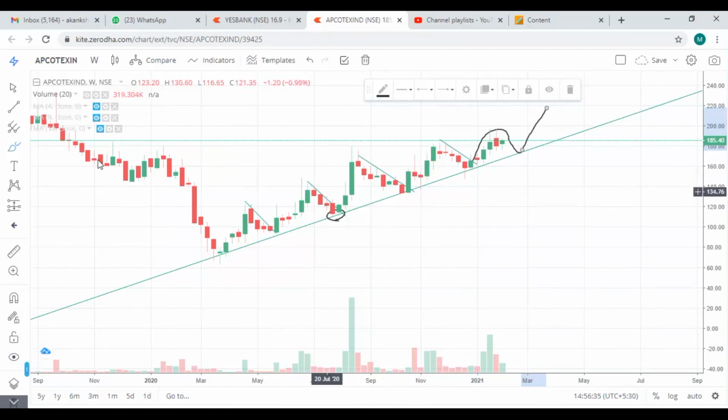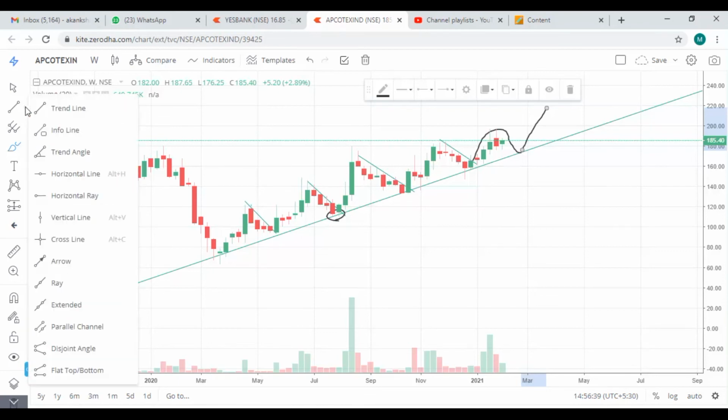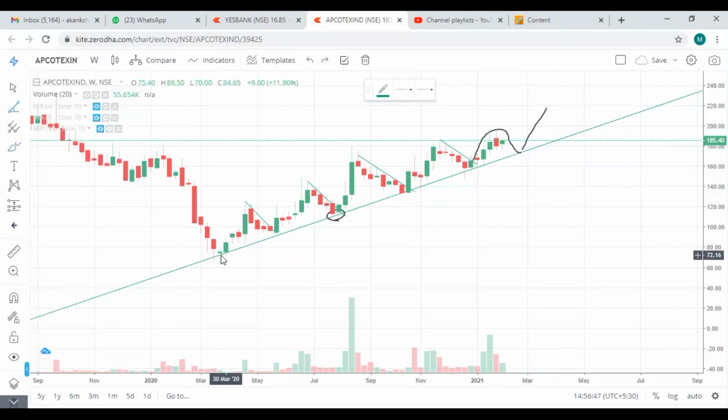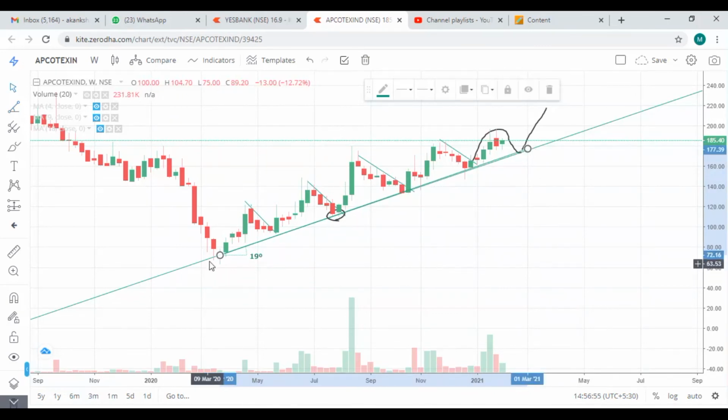So this is how you can take the help of trend line, and you can take the help of angle line as well. Again I'll show you the trend angle. If you start your trend line from here and here, okay, it shows that your trend is 19 degrees. So your trend is moving too slowly.